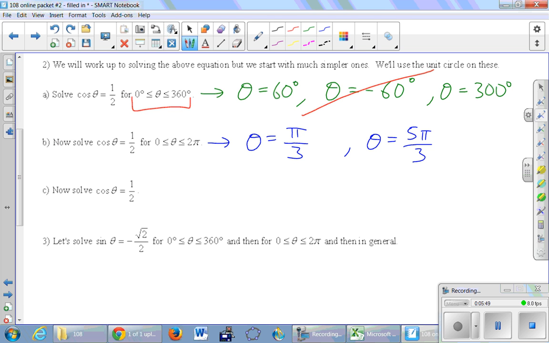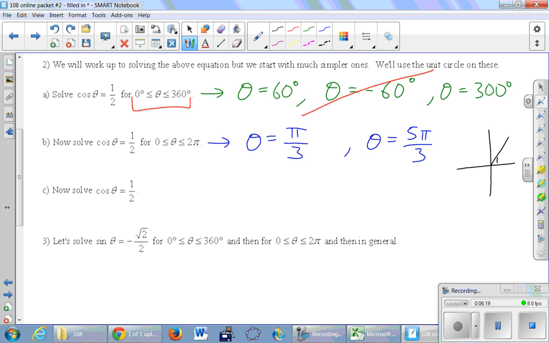And then we come down here to part C. It says solve cosine theta equals a half. All right, well, that's kind of interesting because it doesn't give us a domain like we had here, 0 to 2 pi or 0 to 360. So I guess we're free to choose whether we want to think about this in radians or degrees. Maybe we'll do both. But what's weird is that we've got our answers, 60 degrees and 300. Are there any more? And the answer is yeah. There's actually a lot more.